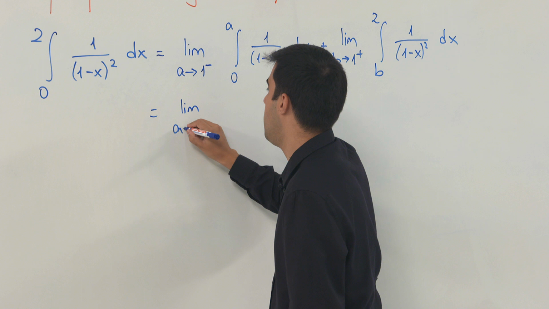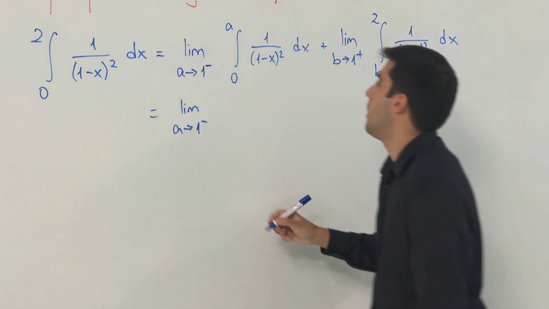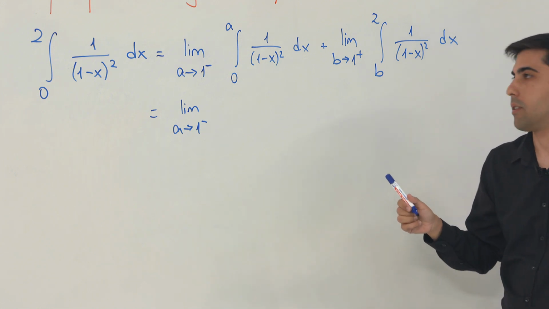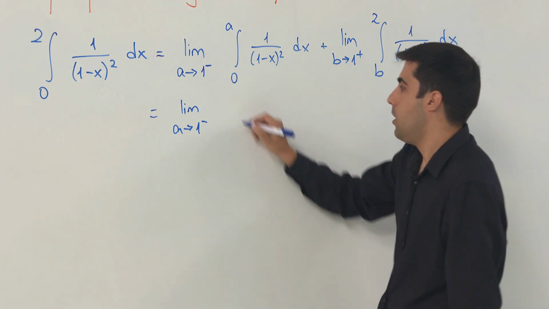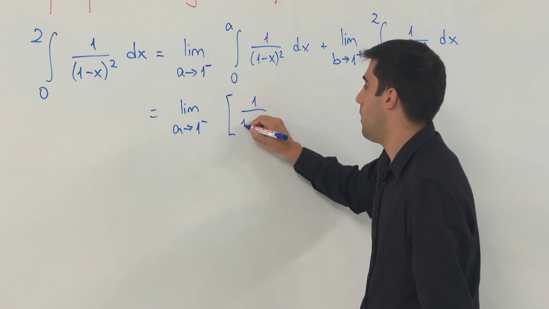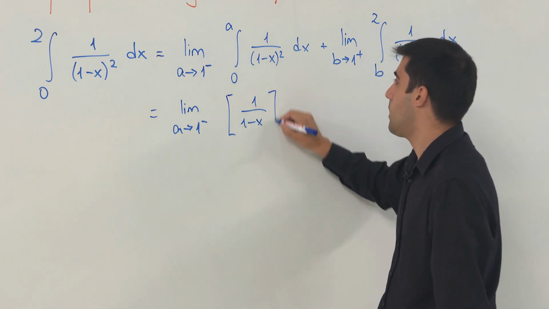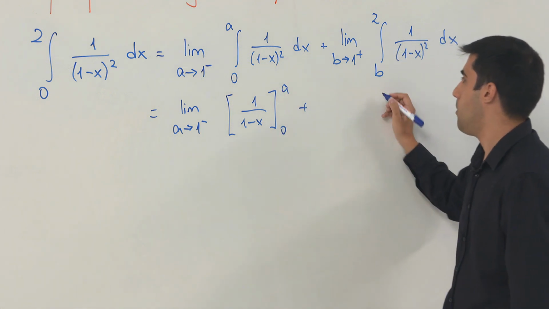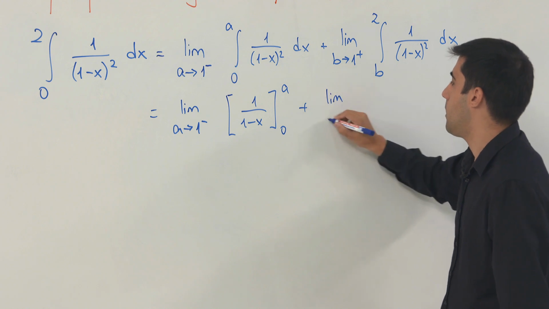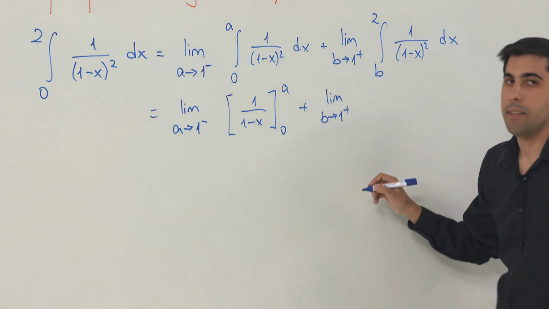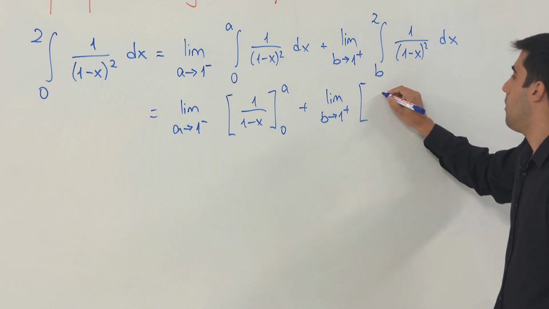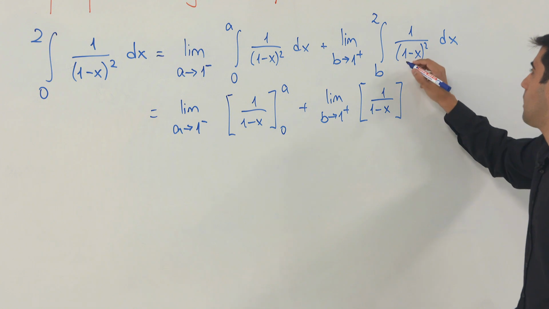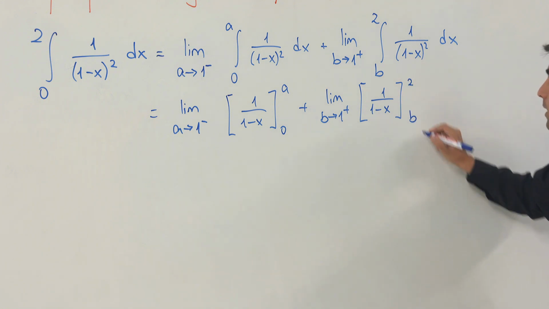Now let's calculate these integrals. The integral of 1 over (1 minus x) squared is 1 over 1 minus x using the power rule. So I have 1 over 1 minus x from 0 to a, plus similarly here we have the limit as b goes to 1 from the right-hand side of 1 over 1 minus x with the limits 2 and b.